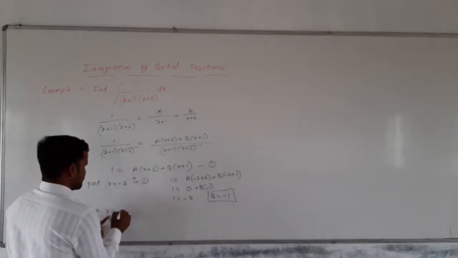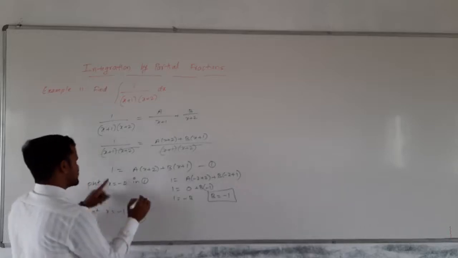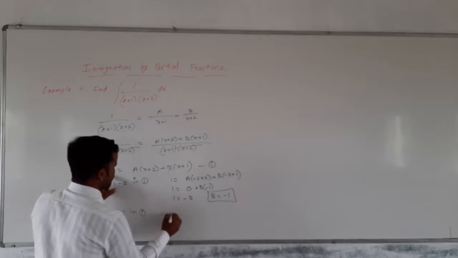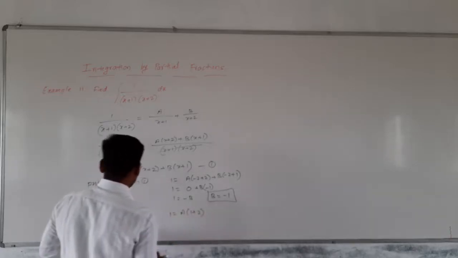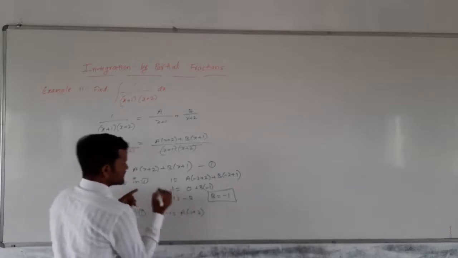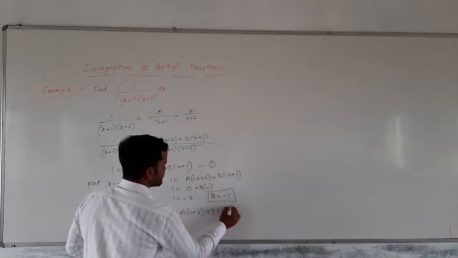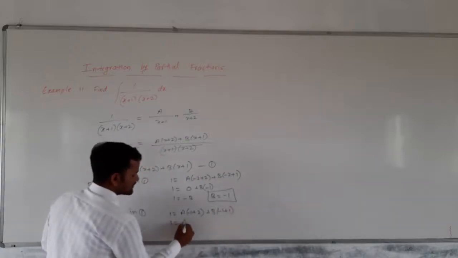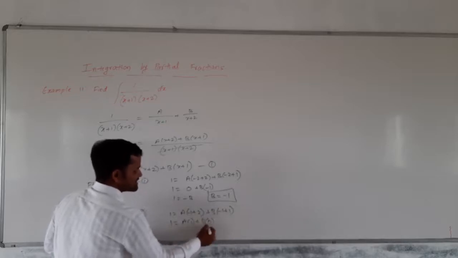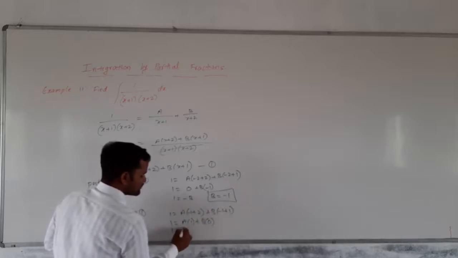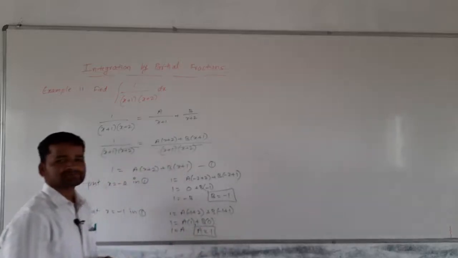X is equal to minus 1, I am substituting now in equation 1. If I substitute that, then equation 1 implies 1 is equal to a into, sorry, I am substituting minus 1, right? Here it is minus 1 plus 2, plus of b into minus 1 plus 1. 1 is equal to a into 1 plus b into minus 1 plus 1. That's it. This becomes 0. 1 is equal to a. Then we got the value of a is 1.